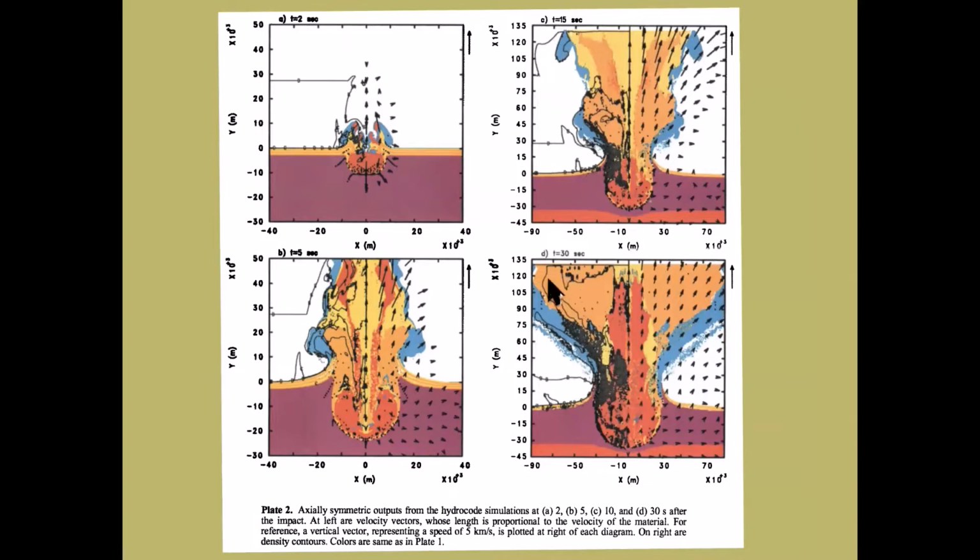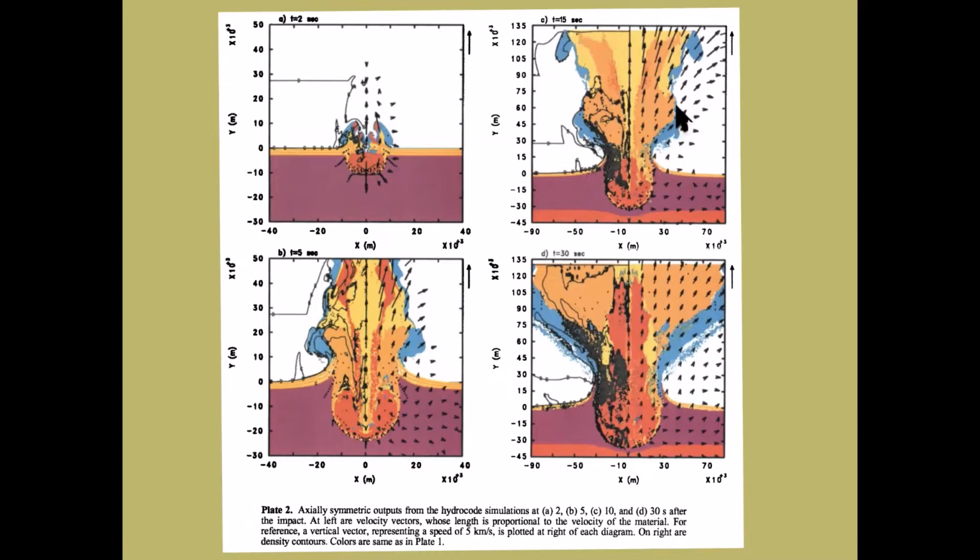Most of the lighter colored stuff is coming from sediments, and this orange stuff is coming from the asteroid. And you're getting a lot of asteroidal material, a mix of asteroidal and sediments, really going pretty much straight up. And that's a lot of what's going to be getting distributed globally.